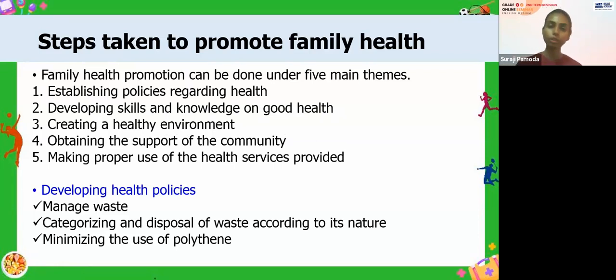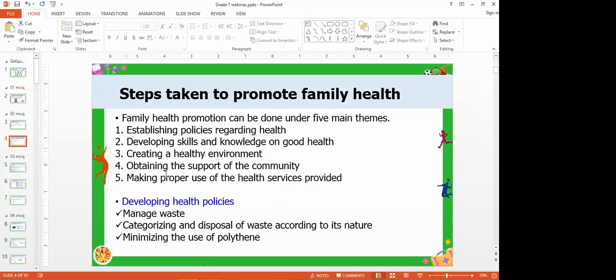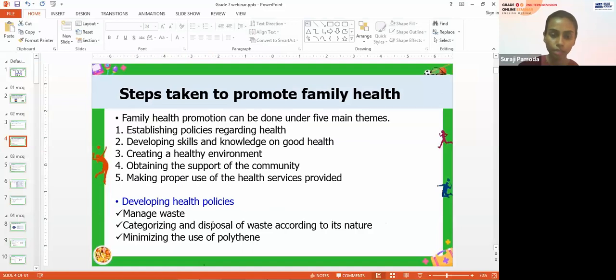Everyone should support a healthy community, right? The 5th one is making proper use of the health services provided, right? You know there are many health services in our country, like hospitals. So we should make proper use of them, right? So did you understand? Anything to clarify? No, teacher. Okay, so by looking at these themes, can you tell me what is the answer for the second question?